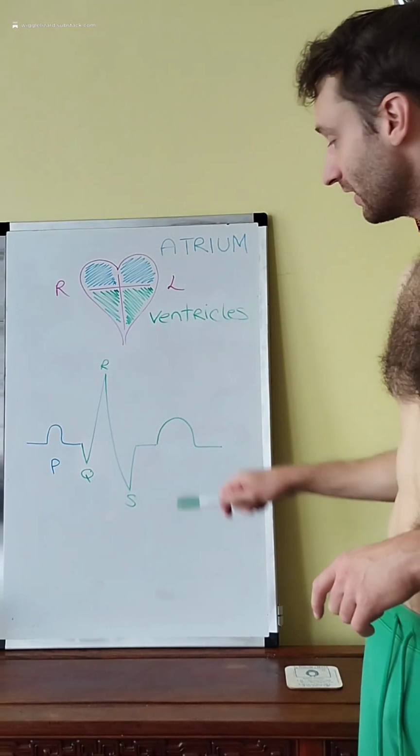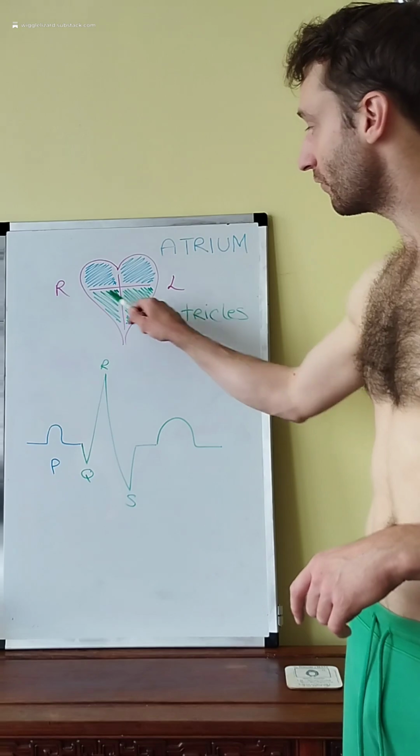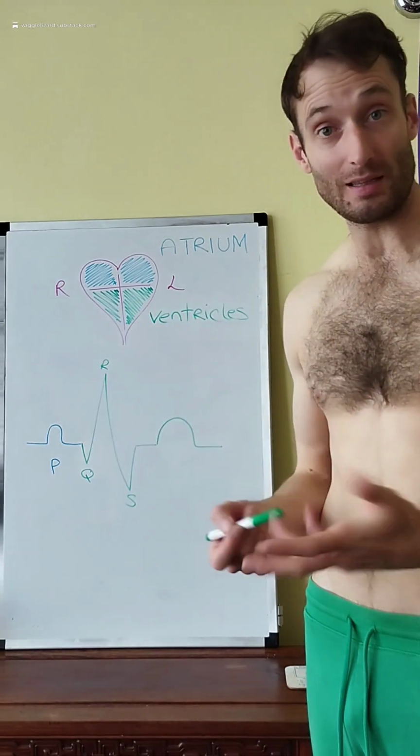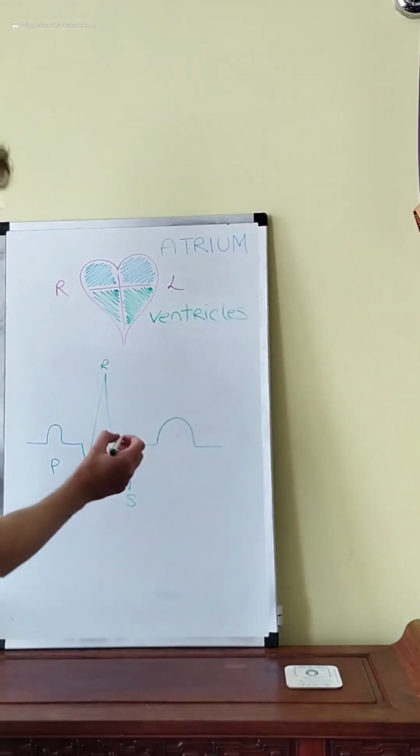And then finally, this last little bump here is when the ventricles relax and they fill with blood, ready to complete the cycle again. And this is called the T wave.